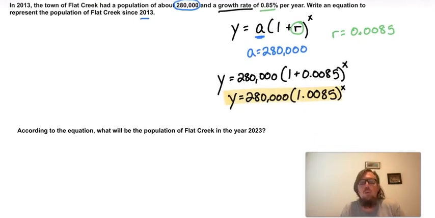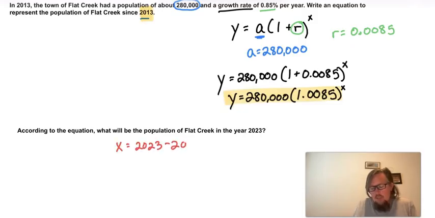Now, in the second part of this question, we're asked to do something with the equation. According to the equation, what will the population be in the year 2023? So our initial equation that we wrote gives us the population starting in 2013. So 2023 is going to be 10 years after that. So x is going to be 2023 minus 2013, which according to my sources is 10.